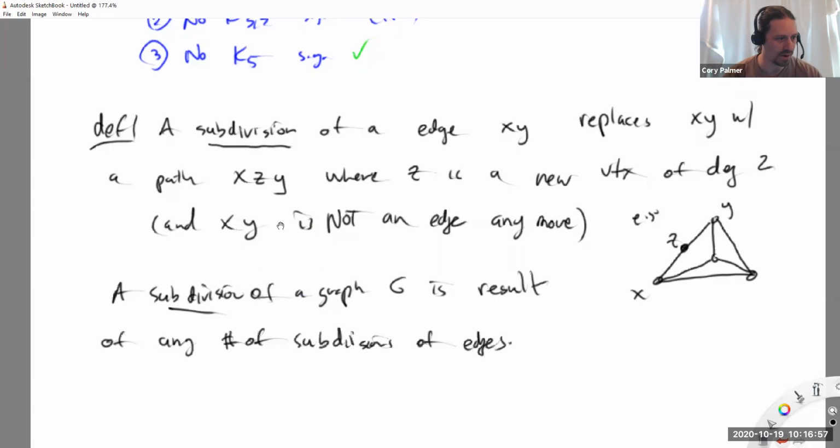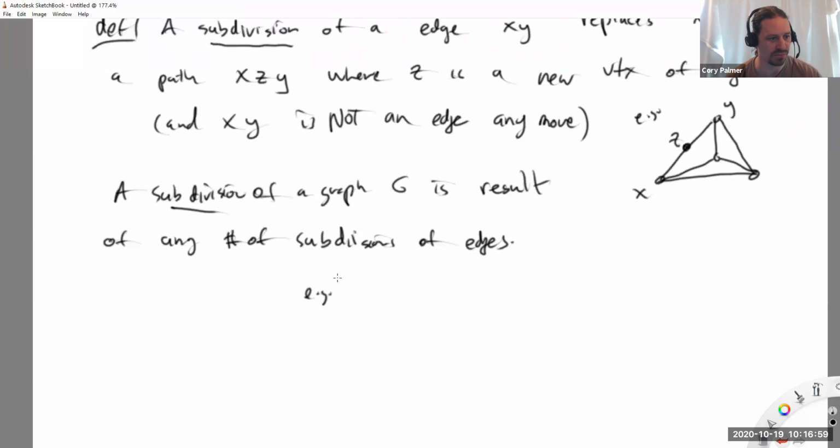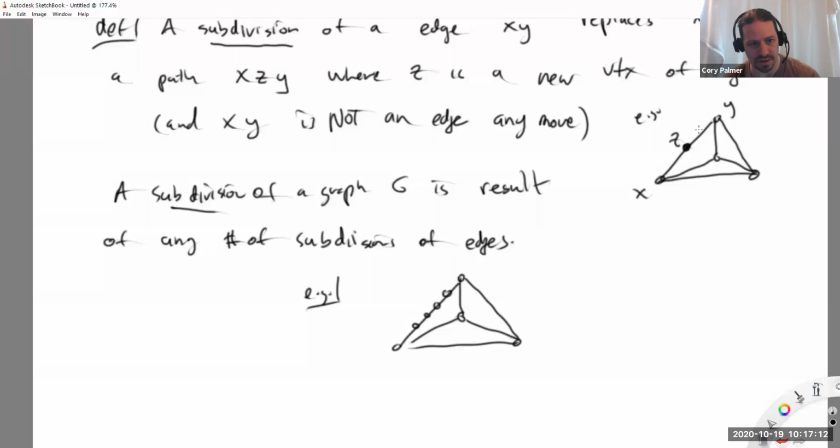Let's look at an example, although you can actually perform these simultaneously. Let's look at K4 again. You start with K4, and you can just do a bunch of subdivisions. Say you subdivide this edge multiple times. That makes sense because when I subdivided here, I could subdivide again there, and then again there, and then again there.